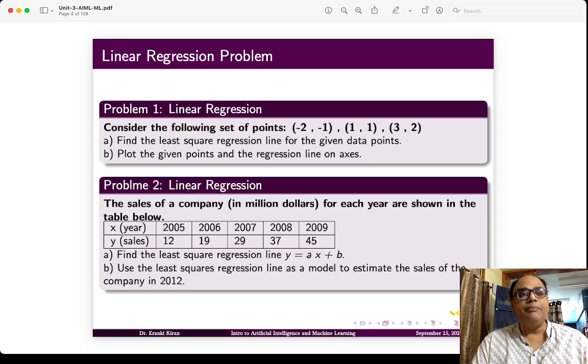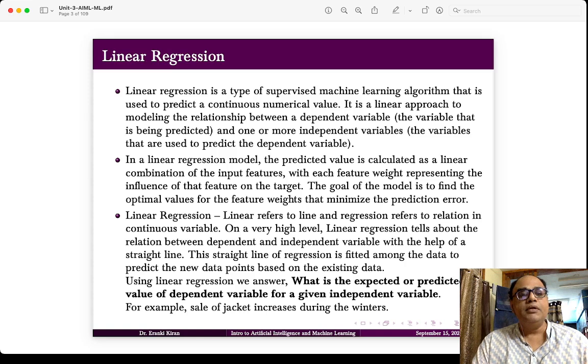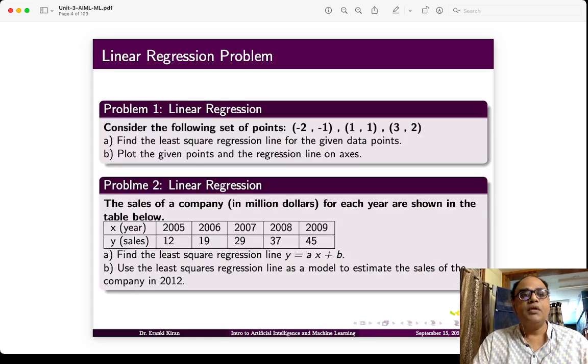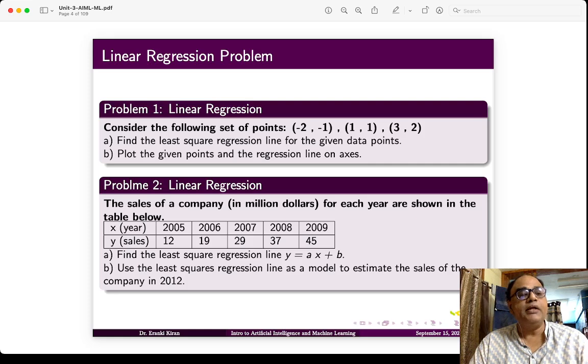Let's take an example of a linear regression problem here. There are two problems provided here. The first problem says consider the following set of points. A set of points has been given, and you are asked to find the least square regression line for the given data points. The second part of the question is that you also have to plot the given points and the regression line on axis.